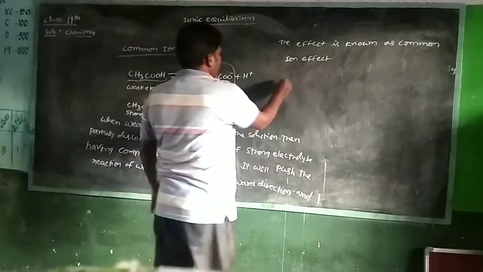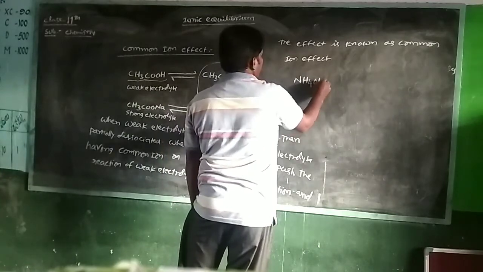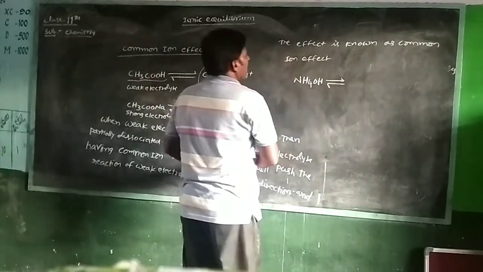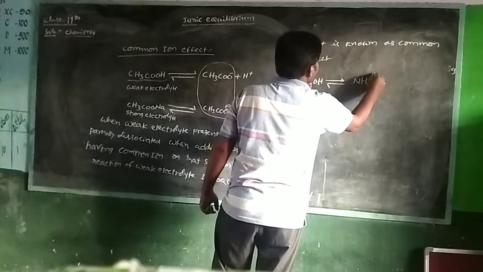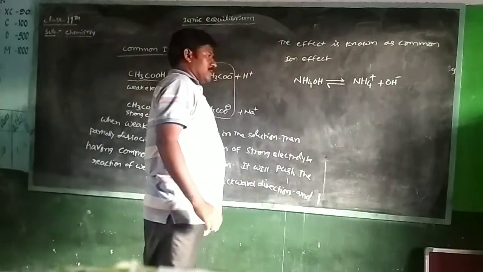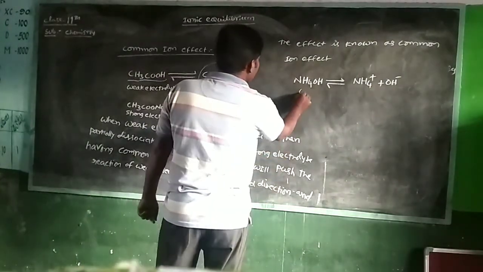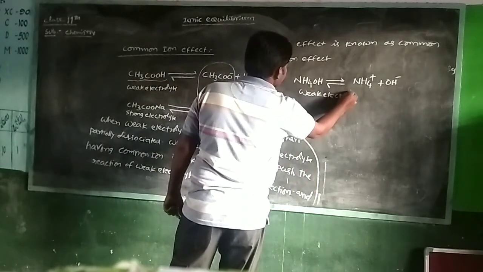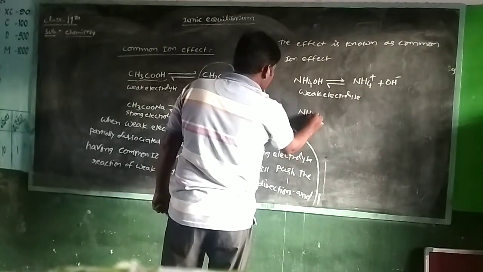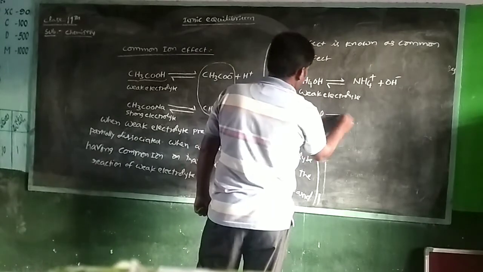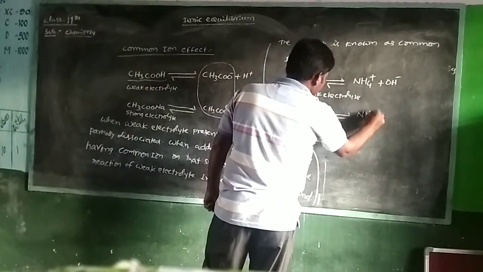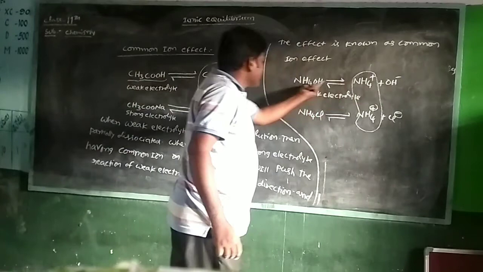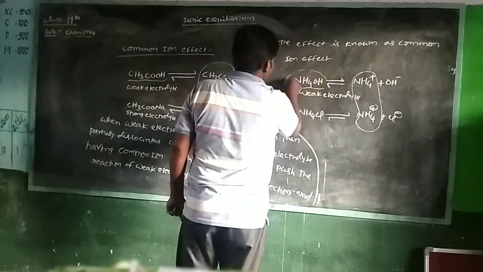Another example: NH4OH in a reversible reaction gives NH4 plus and OH minus ions. This is the weak electrolyte. When a strong electrolyte having the common ion, NH4 plus Cl minus, is added to the weak electrolyte, the reaction will shift in the backward direction.